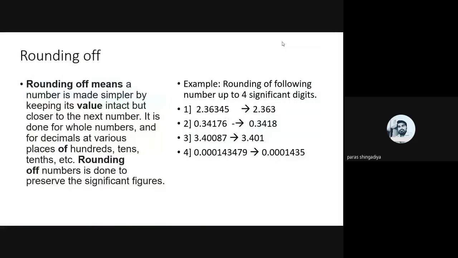Good. Now next is the round off value. It's also a very simple definition. Let's complete it and then we'll conclude today's session. Round off means a number is made simpler by keeping its value intact, but closer to the next number. It is done for all numbers, and for decimals at various places of the hundreds, tens, tenths, etc. Rounding of a number is done to preserve the significant figures.